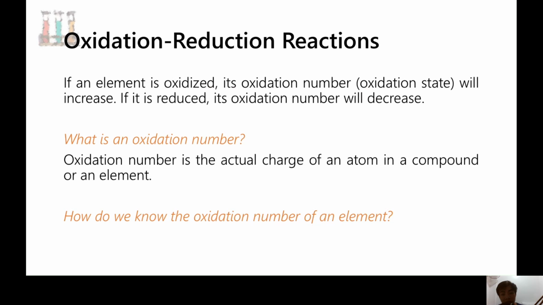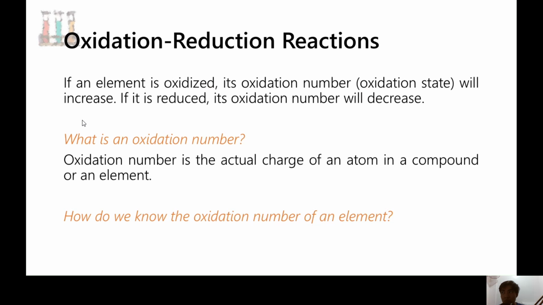Kunwari, it starts from -1. Then as soon as it loses electrons, pwede siya maging 0, +1, +2, so on and so forth. Okay? So if your substance naman or your element is reduced, what happens here is that its oxidation number will decrease or the charge will decrease. Why? Because if you accept electrons, that makes your charge less and less going to the negative side. Kunwari, you start with +3. As you gain electrons, yung +3, it could then be +2, +1, 0, -1, so on and so forth.